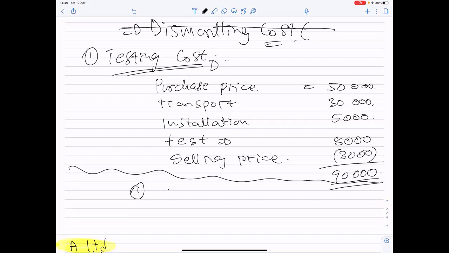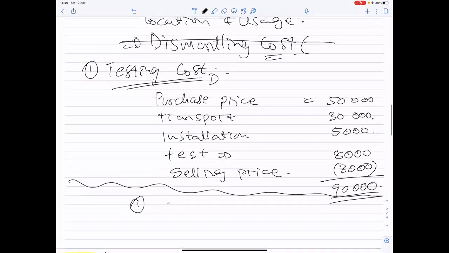Or let's say you call the president to come and do the official opening of the new plant, I would guess that is going to be treated as an expense in the profit and loss, but not in the cost of the asset.